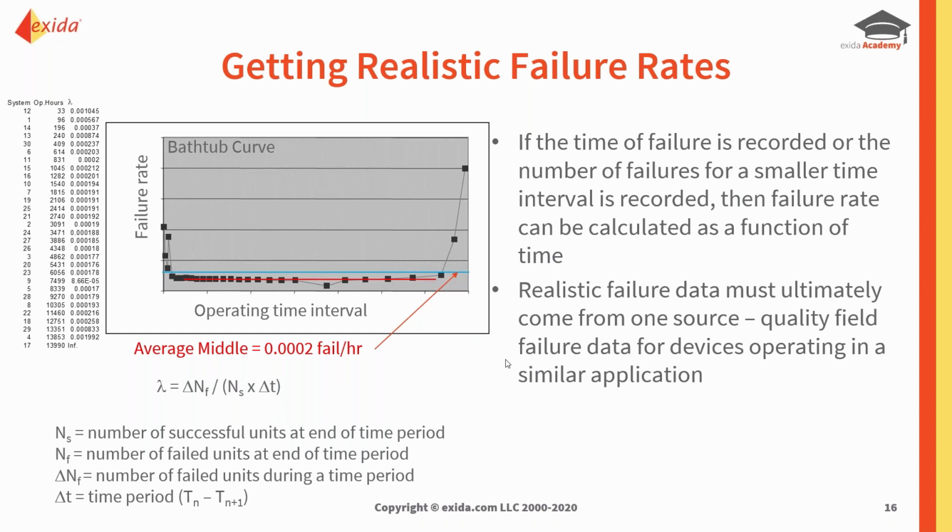And where do we get our realistic failure data? Well, ultimately, failure rate data has to come from one source, which is quality field failure data. The device is operating in a similar application. The challenge there is that a lot of the end user systems in place are either inconsistent or they're not to a certain level where you can depend upon the accuracy of the information that's recorded, which is a shame, because when I teach the class, this is one of the things I say to all the end users is your own plant is your best source of data.